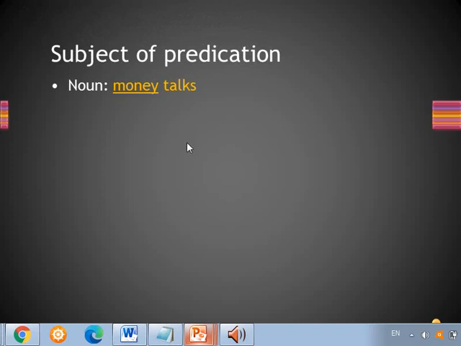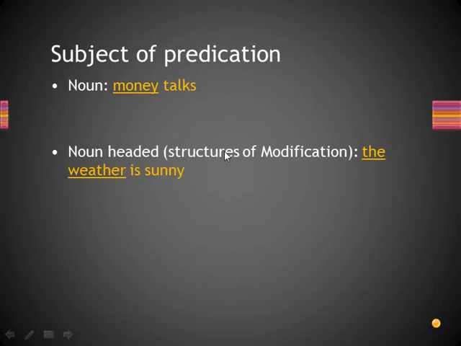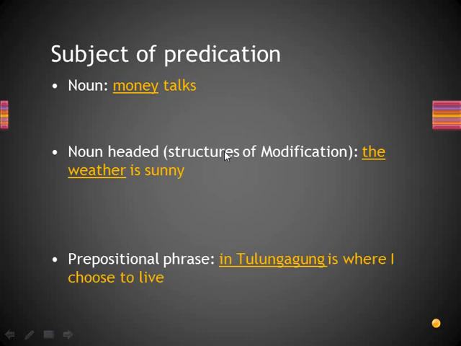subject. Okay, after we talk about verb, now we talk about the subject. So what are the subjects of a sentence? The subject can be only a noun of one word, like money here, or noun headed, noun as the head, like the weather, or a prepositional phrase, in Tulungagung. Okay, let's see the analysis. Money talks, and then we put them into one box, and then we give P here.